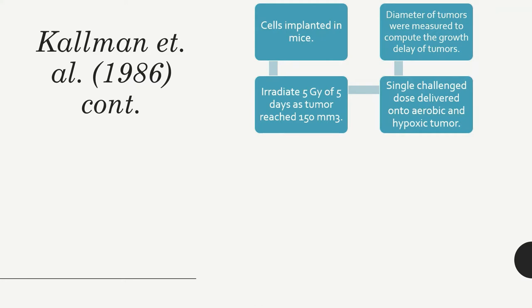divided into 2 groups, where one is the normal air breathing group, or the aerobic group, and for the other one, they clamp the tumor to prevent it from breathing, and in that case, they are also known as the hypoxic tumor group. After that, a single challenge dose is delivered to both tumor groups, and then their diameter is measured, and the growth delay of tumors is computed.